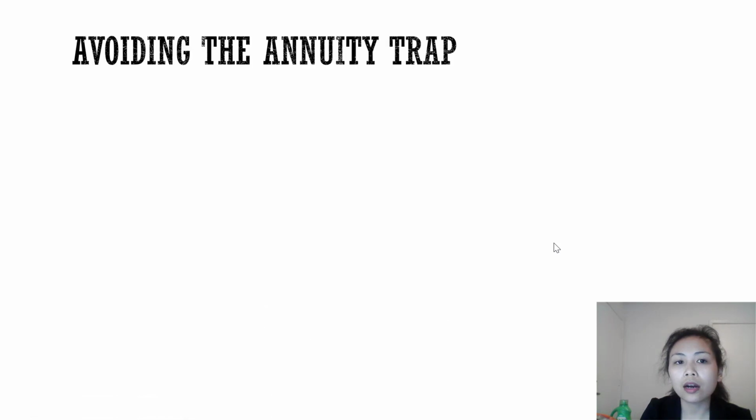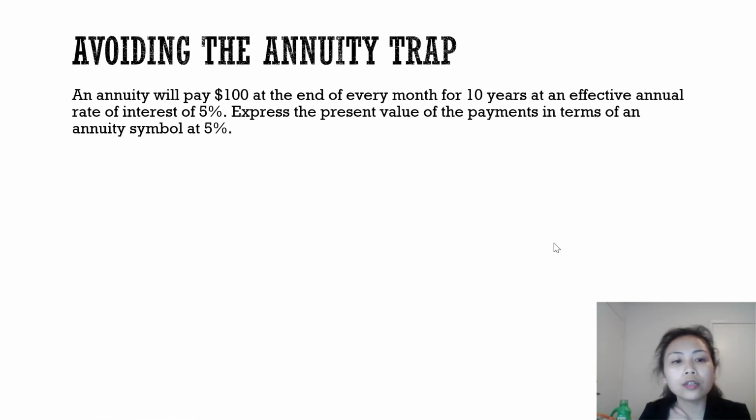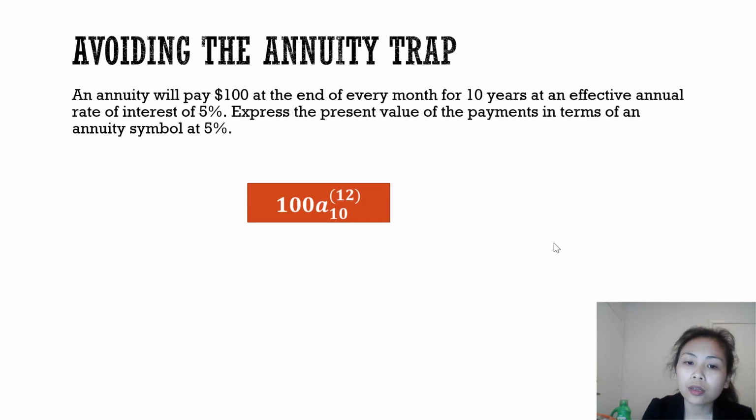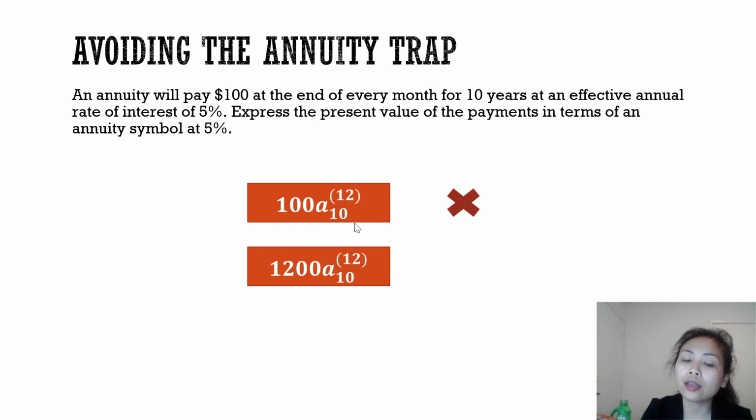Next, avoiding the annuity trap. An annuity will pay $100 at the end of every month for 10 years at an effective annual rate of interest of 5%. Express the present value of payment in terms of an annuity symbol at 5%. This is the trap because many people will get this question wrong. Many people will give this answer: 100 a angle 10 with top script 12. But this is completely wrong because 100 is paid every month. So that means in a year we have a total of 1200 payment, not 100. So this is wrong. The correct answer is 1200 a angle 10 top script 12.